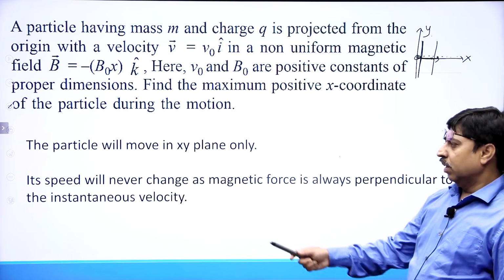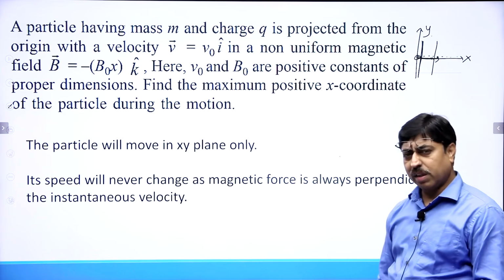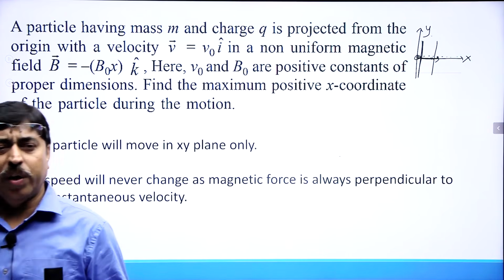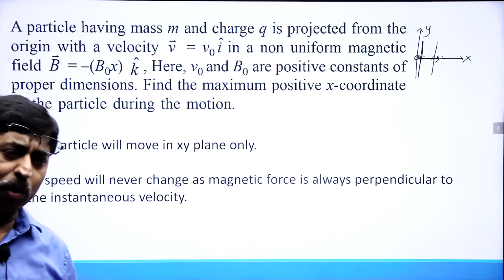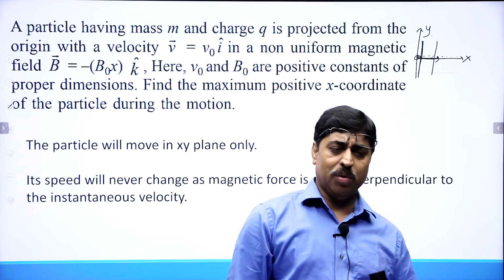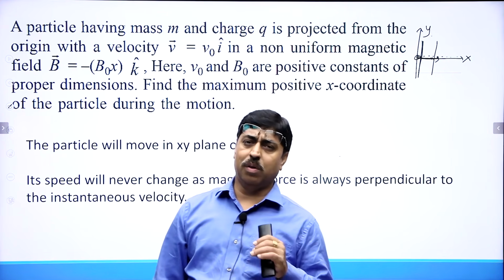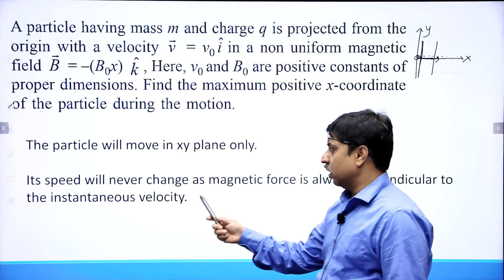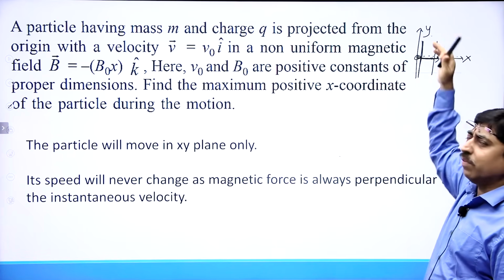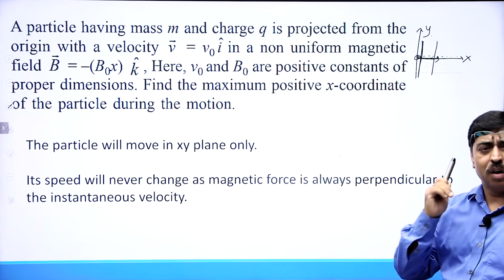Another fact is its speed will never change as the magnetic force is always perpendicular to the instantaneous velocity. I hope all of you know this, that if a charged particle is moving under the influence of a magnetic force, then its speed never changes. Magnetic force never performs any work on the particle. Magnetic force is always perpendicular to the velocity of the particle. So, its speed will remain v naught, though the direction of velocity will keep on changing, but the magnitude of velocity, that is the speed, is not going to change.